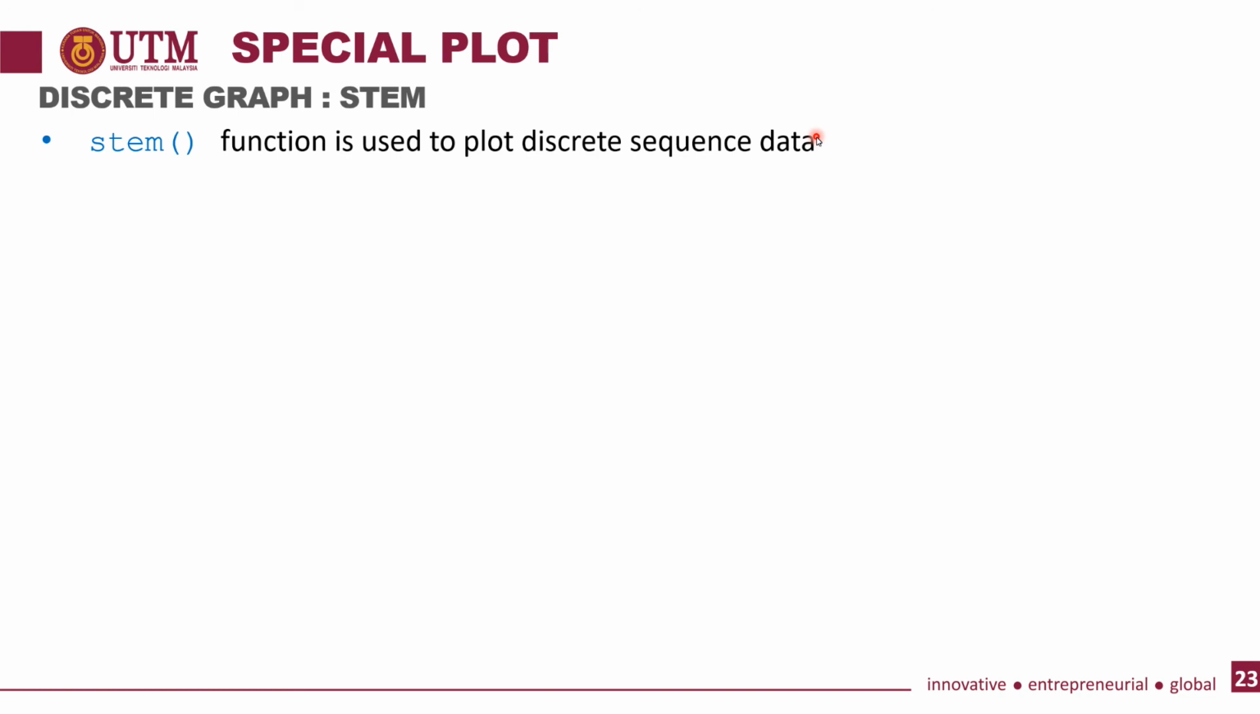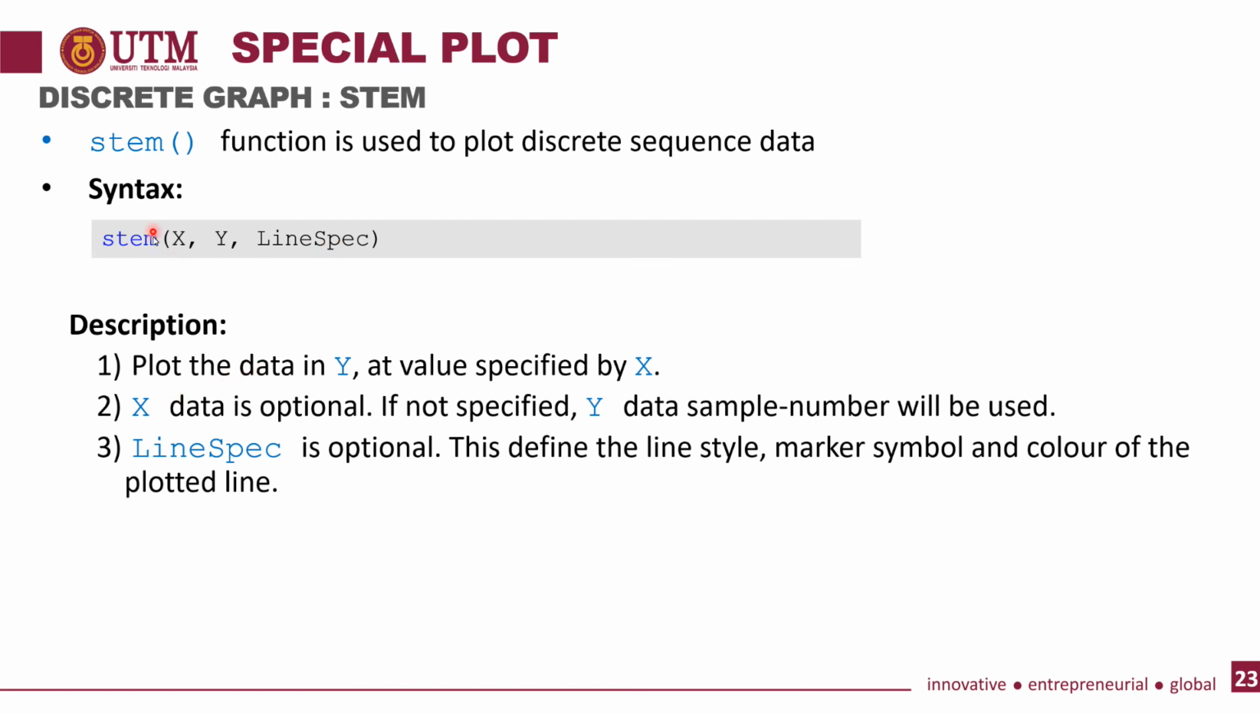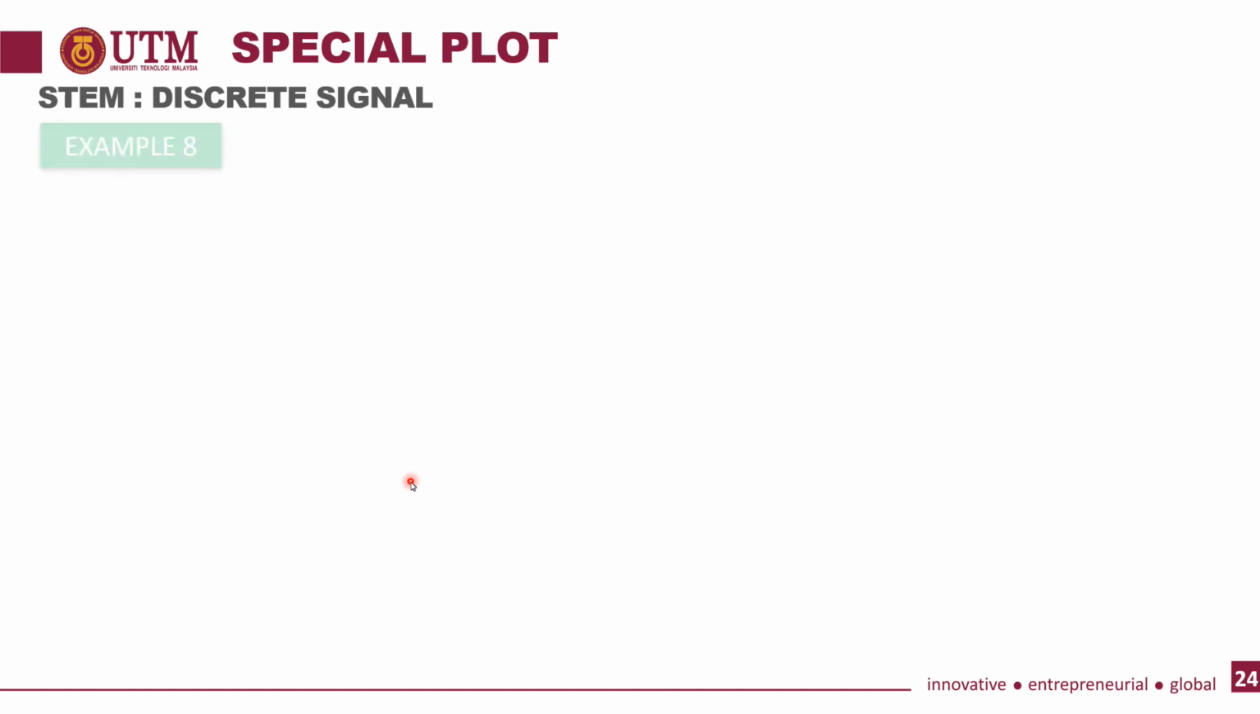The syntax is stem x, y, and also line spec. The description of the syntax is to plot the data in y at values specified by x. The x data is also optional in the discrete graph, but if it is not specified, the y data sample number will be used. It is similar to the previous plot function. If we are not providing any x data, it will use the data number. Line spec is also optional. This defines the line style, marker symbol, and color of the plotted line, similar to what we have learned before.